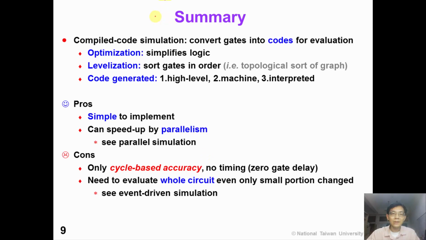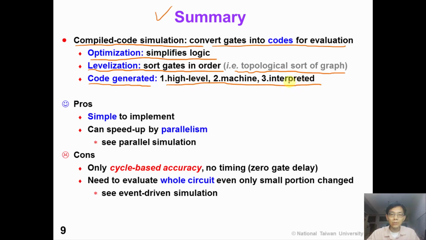So in summary, in this video, we have shown compiled code simulation technique, which converts gates into code for evaluation. We showed logic optimization to simplify the logic and the logic levelization to sort the gates in correct order. By the way, this is also known as topological sort in graph theory. And eventually, we generate code. There are three types of code: high-level code, machine code, or interpreted code. The advantage of compiled code simulation is that it's very simple to implement, and the runtime can be sped up by parallelism. Please see the parallel simulation for more details.